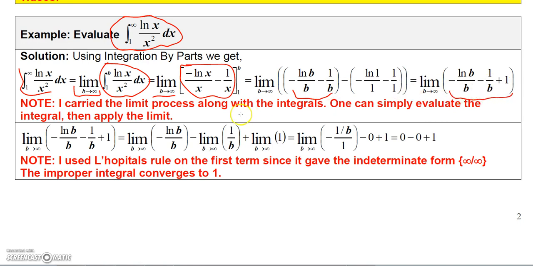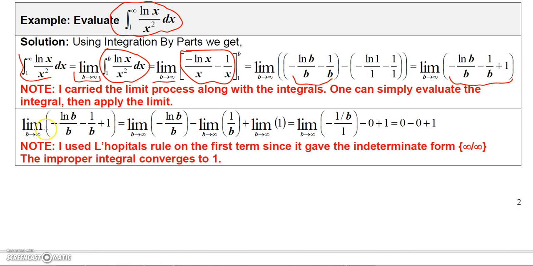Okay. Now, I carried that limit process along with the integrals, but you can just evaluate the integral, then apply the limit. I'll do that in the next example. But let me finish this. So now I need to take the limit of this as b goes to infinity. Let me break this up into the limit of each of these three terms. So I have the limit of the first term minus the limit of the second term, and then plus the limit of 1. Well, this first one is natural log of b over b.